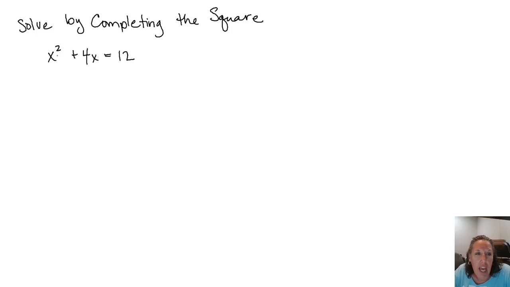Here we have x squared plus 4x equals 12. When we're completing the square, we want to get our equation written in the form of x squared plus bx equals c. And I put a big space between the bx and the equal sign here because what we're going to do is turn this into a perfect square trinomial.